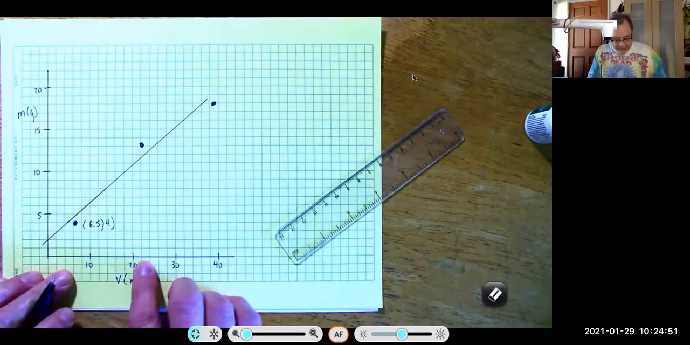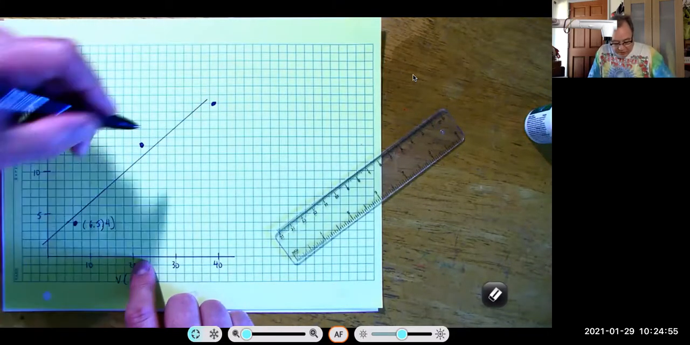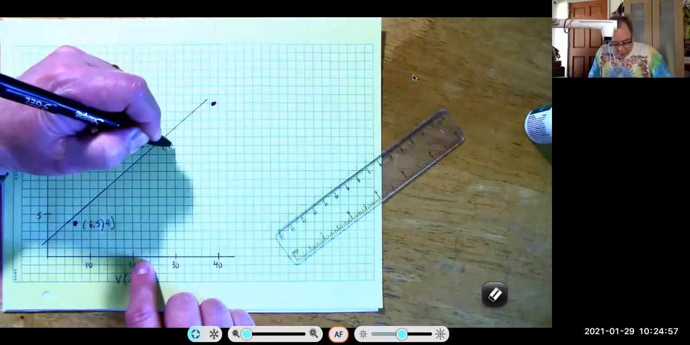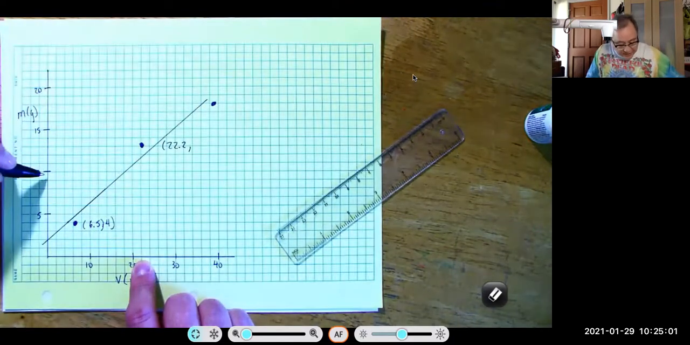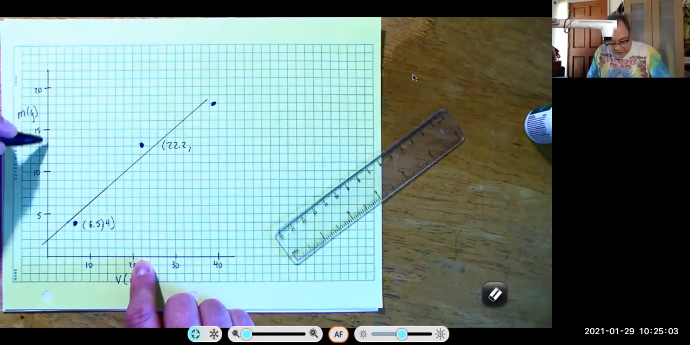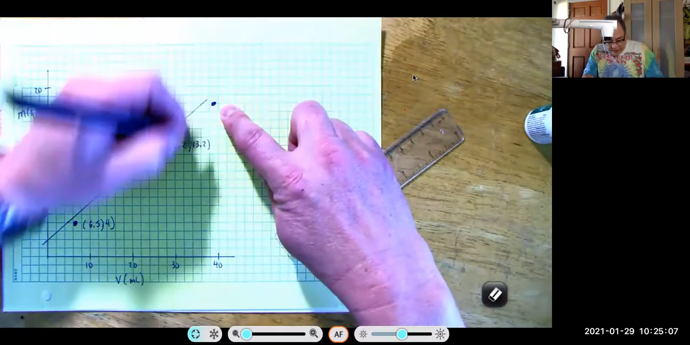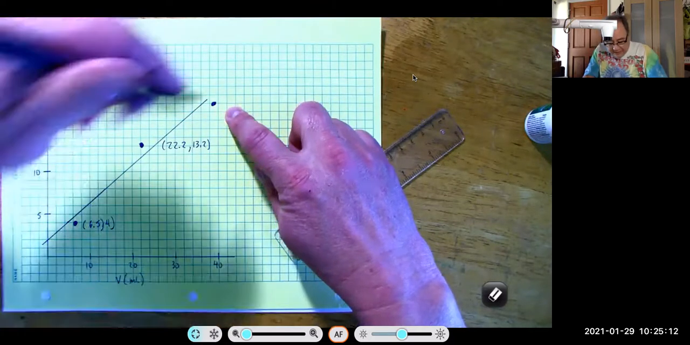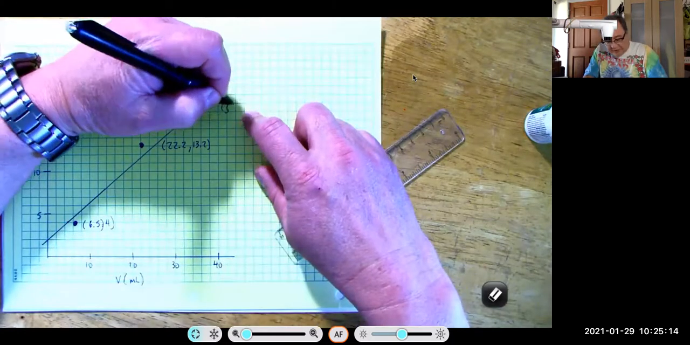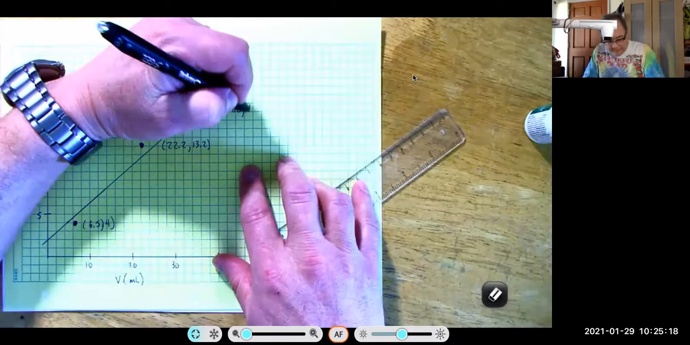This one looks like it's about 22. So we're going to call this guy 22.2 slash 13.2. And we'll call this last one 39.0 and 18.